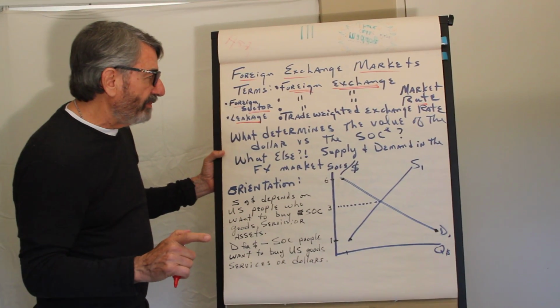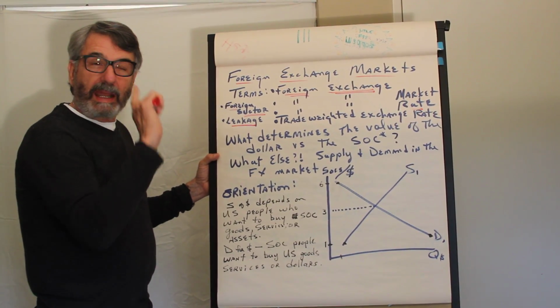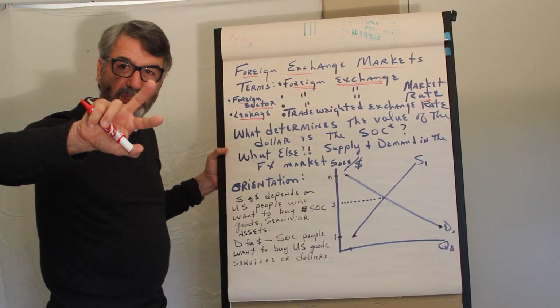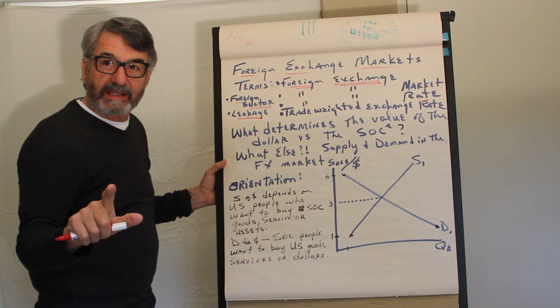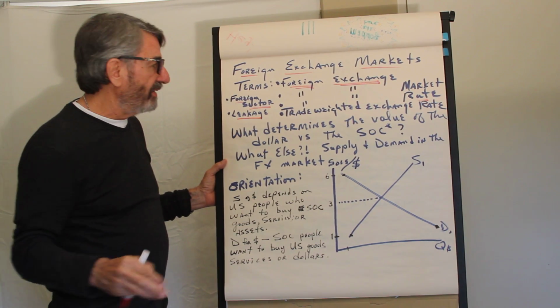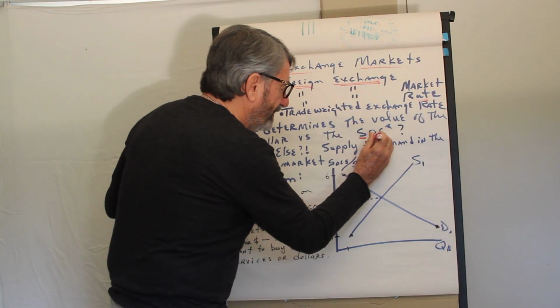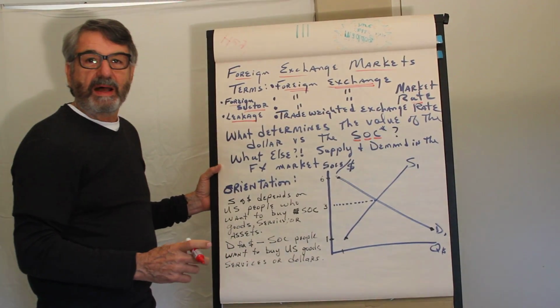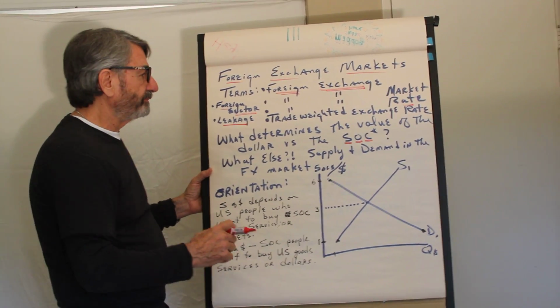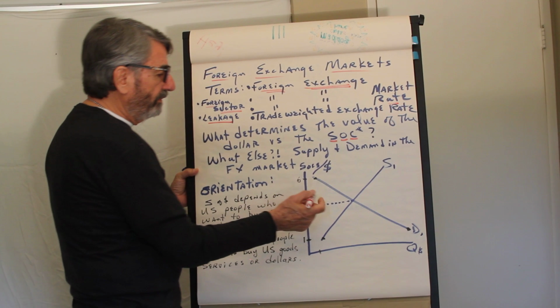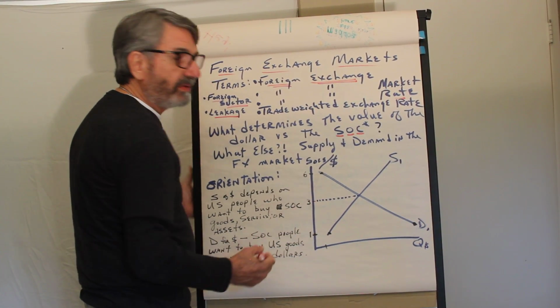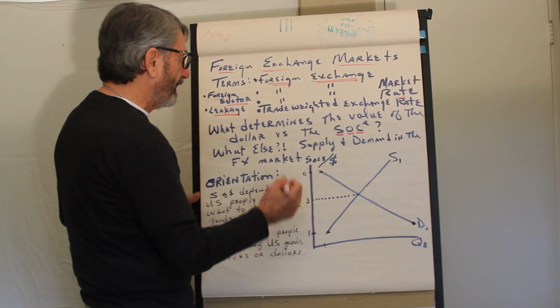So I'm going to simplify this a little bit, and I'm going to assume that there are only two countries in the world. There's the U.S. that uses the dollar, and then there is some other country, and they use the SOC, which stands for some other currency. So we're going to figure out here what determines the exchange rate between the dollar and the SOC.